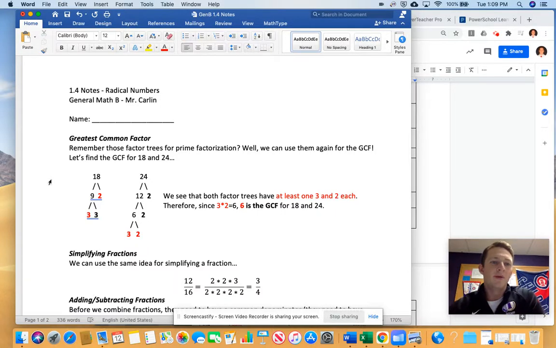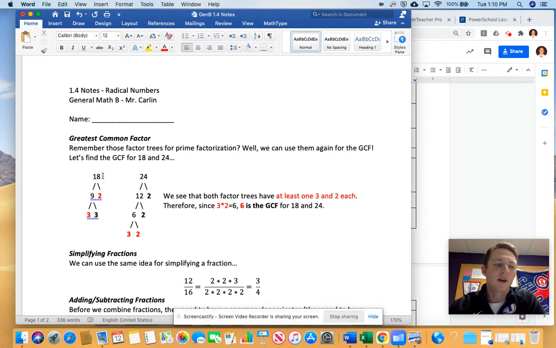All right, general math, we are moving on to 1.4 with radical numbers. So our first section, we are going to learn about greatest common factors. You might see it as GCF, but remember the factor trees from 1.3, well, we're going to use those same things for GCF. So we're going to find the greatest common factor for 18 and 24.